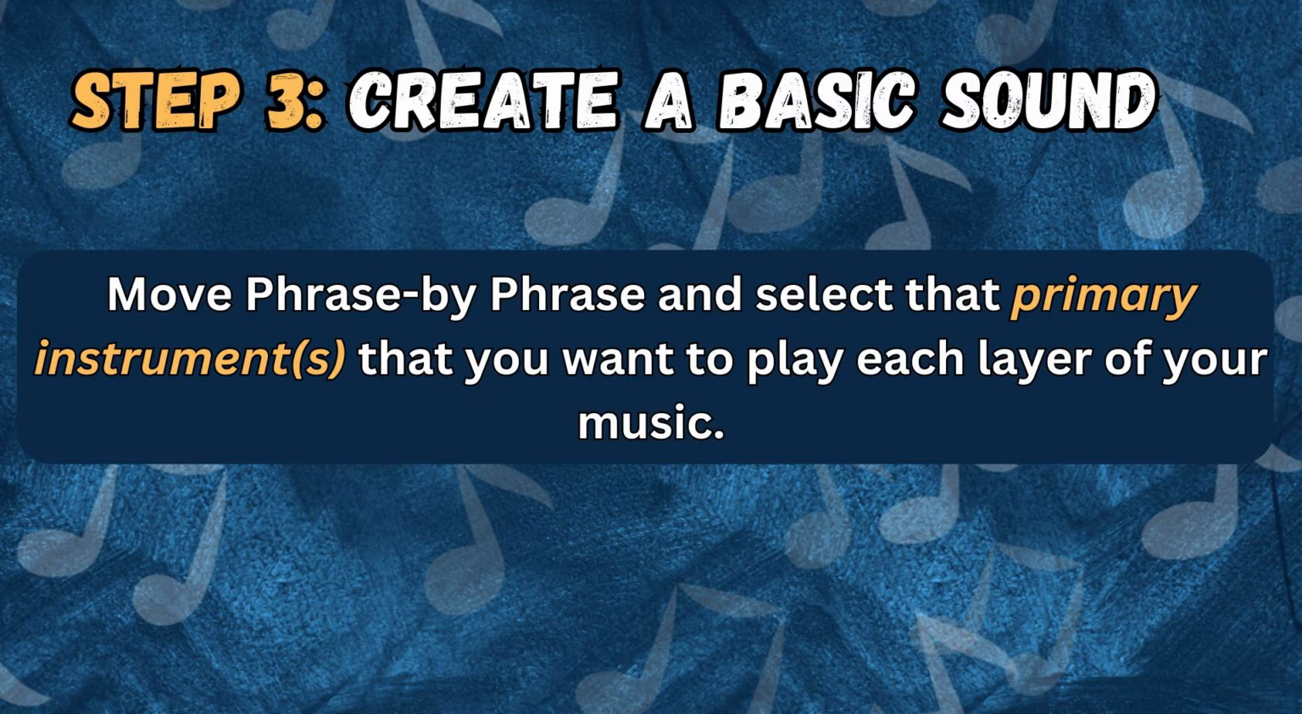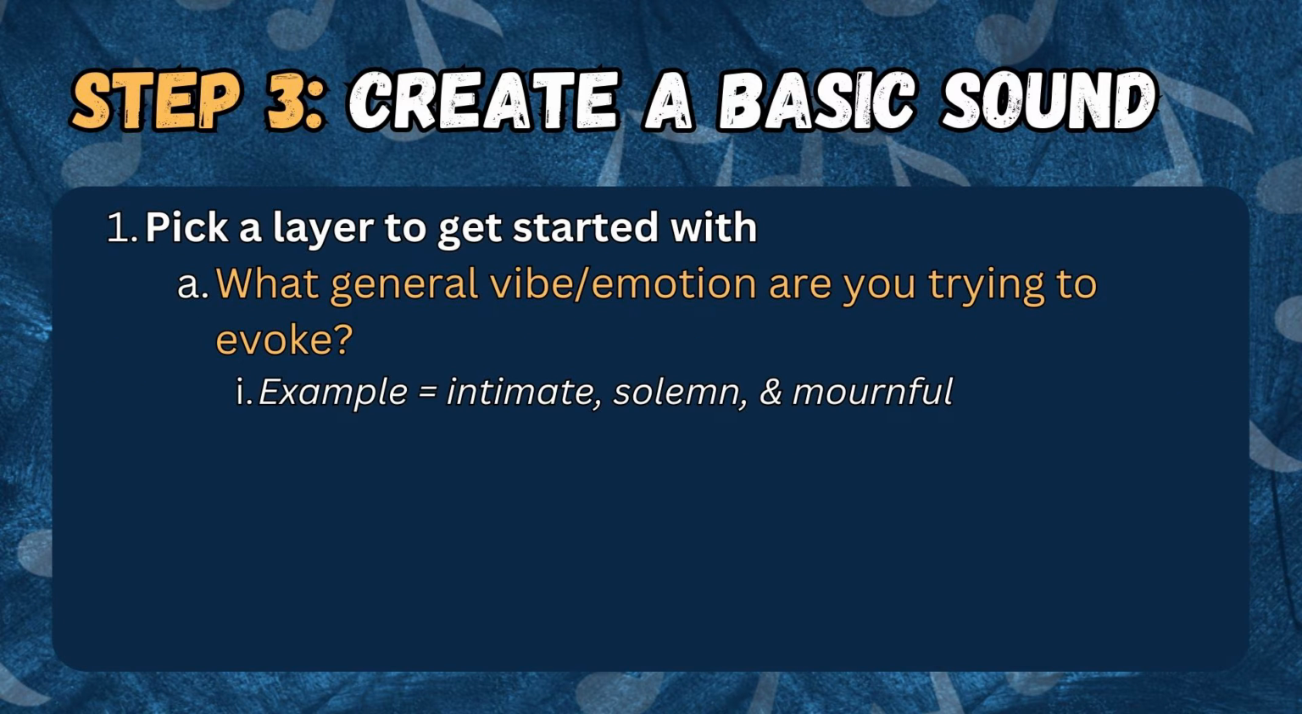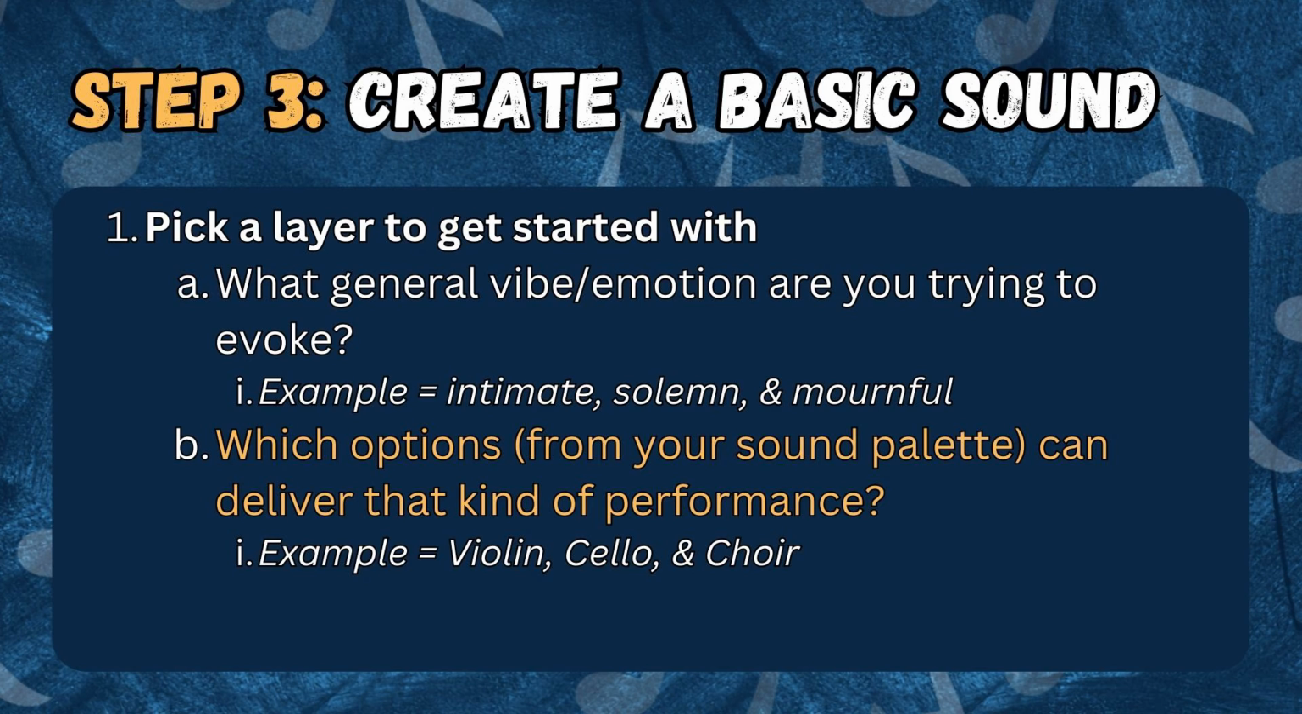But for now, you just want to move section by section and layer by layer, choosing the instruments to play each part. Personally, I like to move one layer at a time. I'll generally start with a melody. I'll start by taking a moment to think about the general vibe or emotion that I want to evoke with my music. For this requiem, I definitely want to start with a sound that is intimate, solemn, and mournful. Once I know the vibe I want, I can review my sound palette and create a list of all the instruments I think can pull this off. For this piece, the violin, the cello, and the choir all stood out to me as possible options.